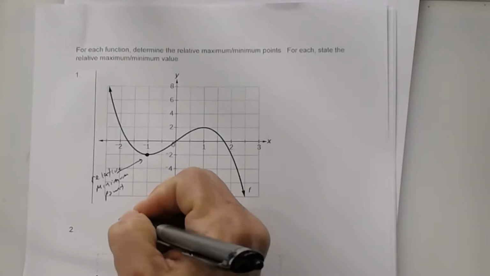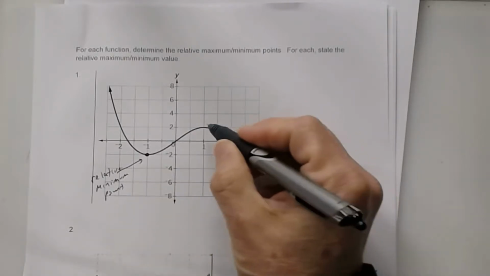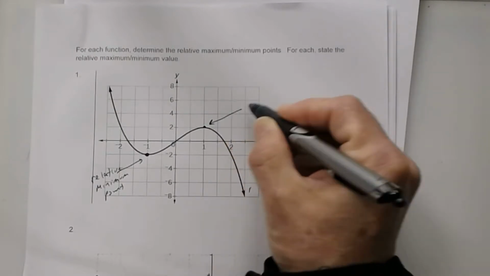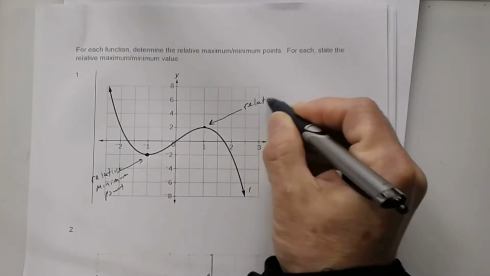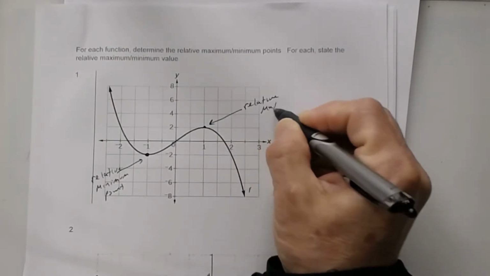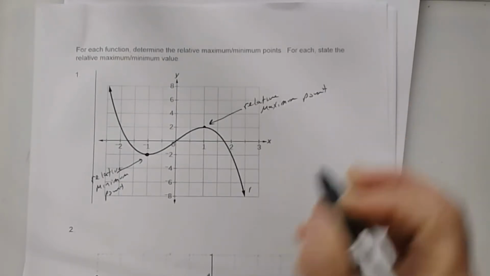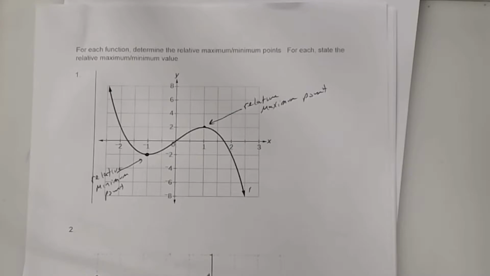There is a difference between relative and absolute. We're not talking about absolute in here. We're only talking about relative. Over here, that is going to be considered a what? Relative maximum point. A relative maximum point.